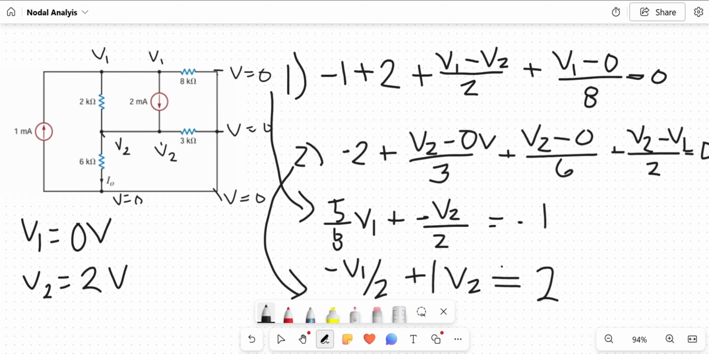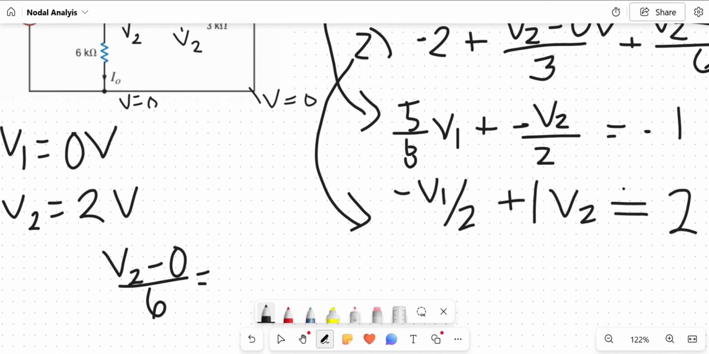And since we're trying to find the current in this branch, our equation will be V2 minus 0 over 6. And we plug in V2, so 2 minus 0 over 6. Our current is 1 over 3 milliamps.